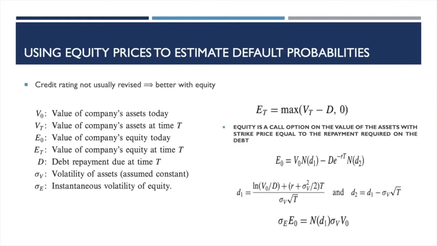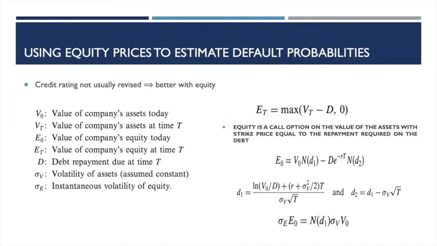We will now talk about using equity prices to estimate default probabilities. When estimating a company's real-world probability of default, we usually rely on the company's credit rating. However, these ratings are not revised frequently and therefore are not as accurate as they seem. This has led some analysts to argue that equity prices can provide updated information for estimating default probabilities.